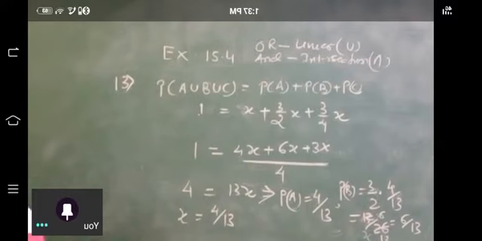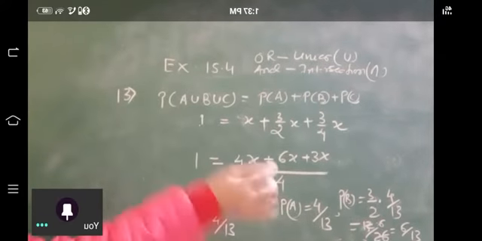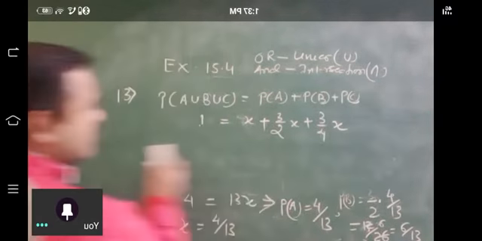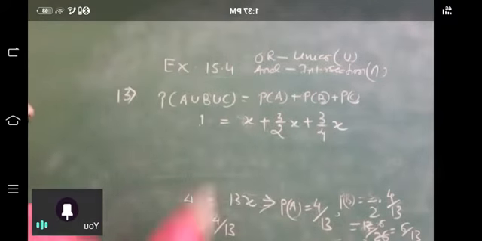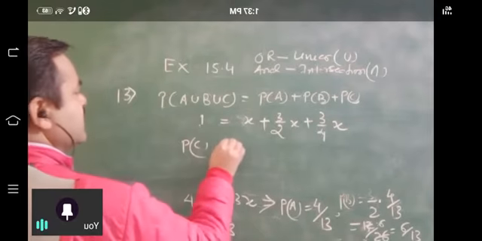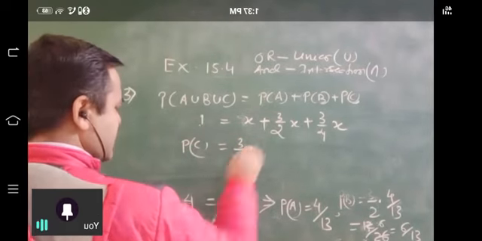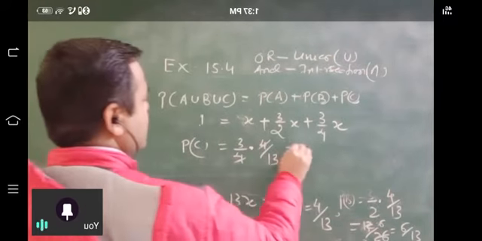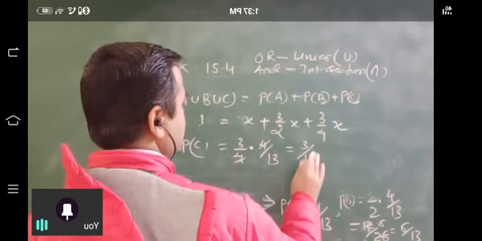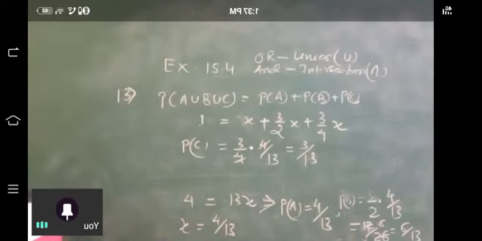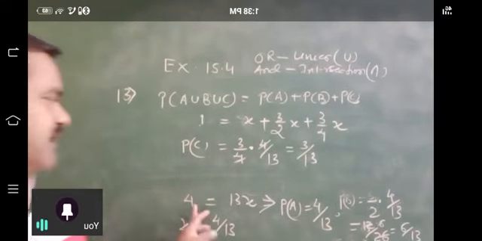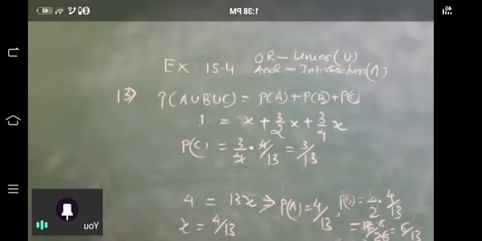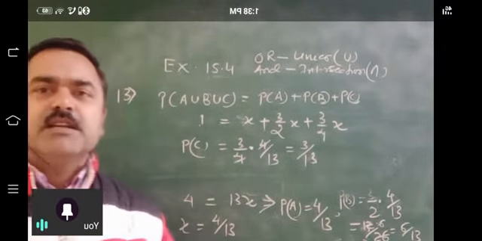Now the probability of C. What is the probability of C? Here the probability of C can be determined: it is 3 by 4 of x, and x is how much? 4 by 13. Cancel out. So this is equal to 3 by 13. Now if you sum these A, B, C, it will be equal to 13 upon 13, that is 1. So these are the probabilities of A, B, C.